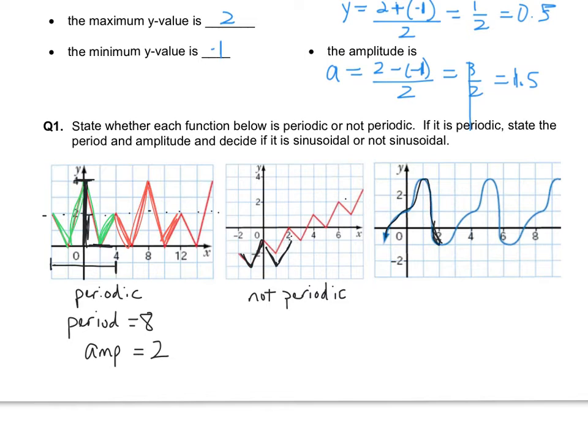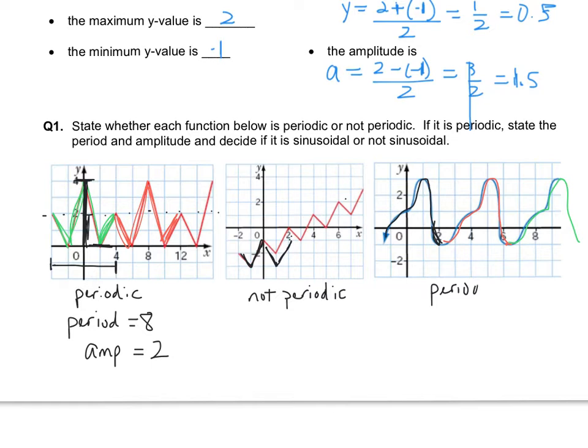The next one, if I look at that, can I trace out a pattern and repeat it? So I'm looking at that piece. And then can I repeat that? Yep, I think we can take that stamp, move it over, and then stamp again, and so on. So yes, I would say this one is periodic.